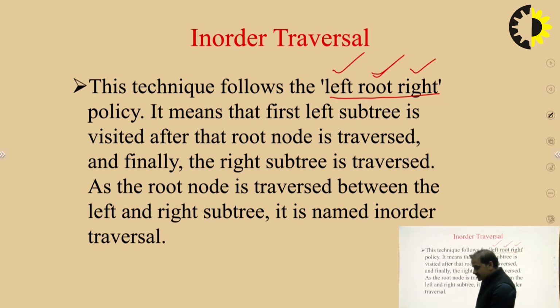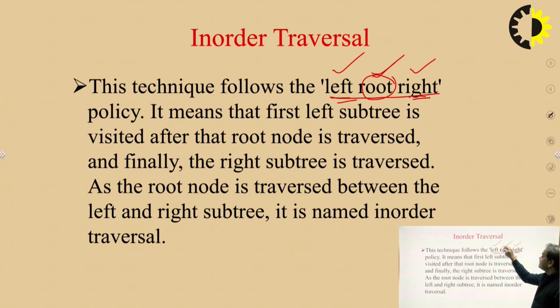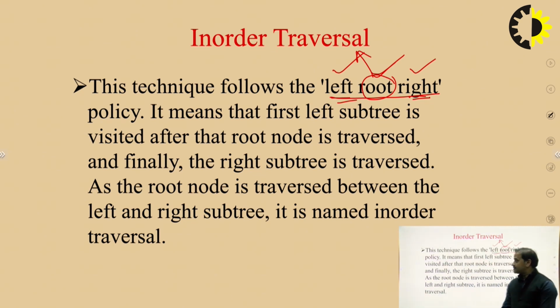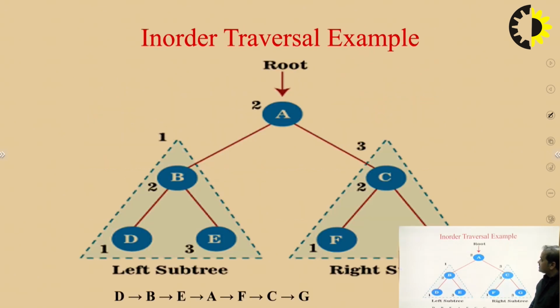As we discussed earlier, the name of the algorithm is decided according to the position of the root. Here the position of the root is in between the left and right subtree, so it is called in order traversal. In post order traversal, first we traverse the left subtree, then right, then root, and that traversal algorithm is called post order traversal.